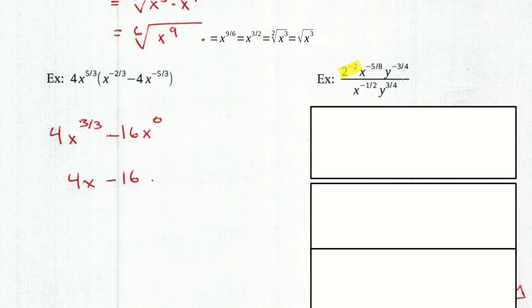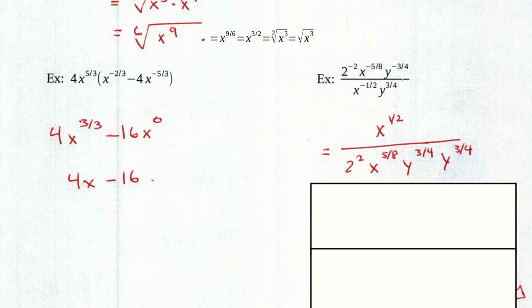So, for example, the 2 to the negative 2 power is going to go downstairs. The x to the negative 5/8 power is going to go downstairs. Basically, if it's got a negative exponent, it's in the wrong place. So everything with a negative exponent in the numerator is going to go downstairs into the denominator, and that one term with a negative exponent downstairs, x to the negative 1/2, is going to go upstairs. So we do that first. And of course the factor with a positive exponent stays put. So y to the 3/4 stays y to the 3/4 because it's got a positive exponent.